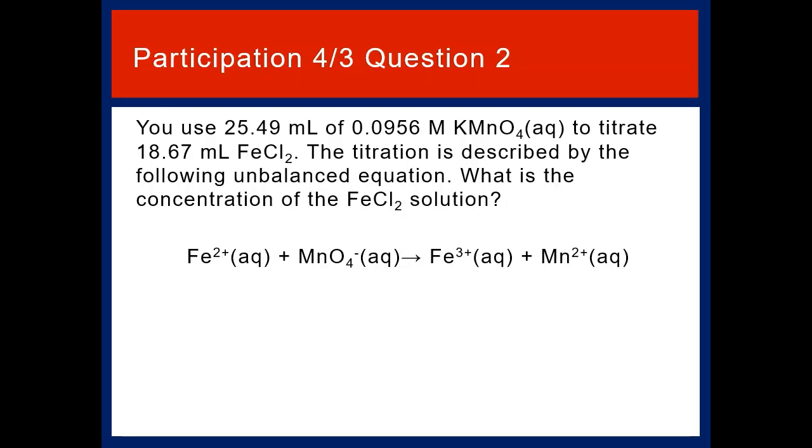This is the second question on participation 4.3, due Friday, April 3rd at 11:59 p.m. over on Blackboard. The link to the assignment is right below the links to these videos. Again, you use 25.49 milliliters of 0.0956 molar potassium permanganate to titrate 18.67 milliliters of iron 2 chloride. The titration is described by the following unbalanced equation. What is the concentration of the iron 2 chloride solution? The reaction is iron 2 and permanganate reacting to become iron 3 and manganese 2. It's unbalanced, but you don't have to repeat work if you've already done some work on this one elsewhere.